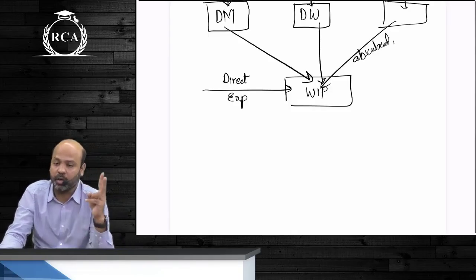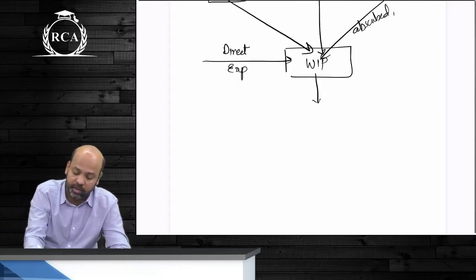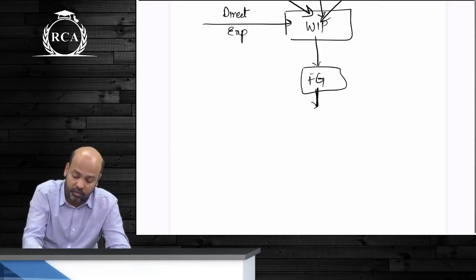Direct material, direct wages, direct expenses, and the amount of factory overheads absorbed. All right. Whatever is the finished product that is manufactured goes to finished goods account. Whatever is the product that is sold goes to an account called cost of sales account.